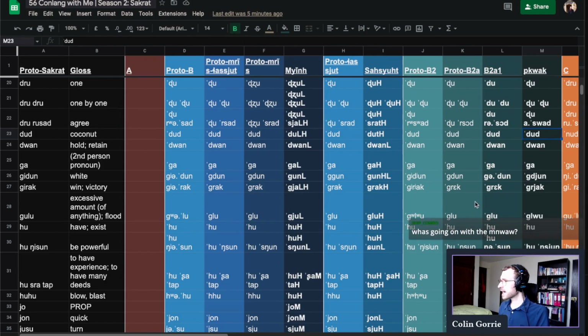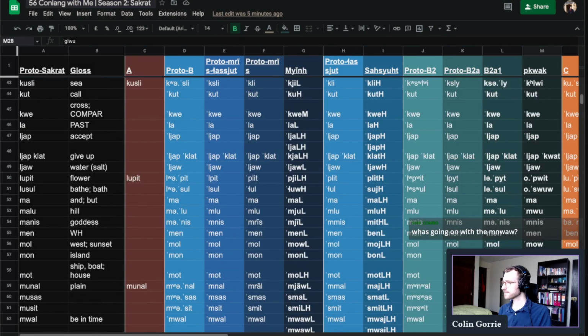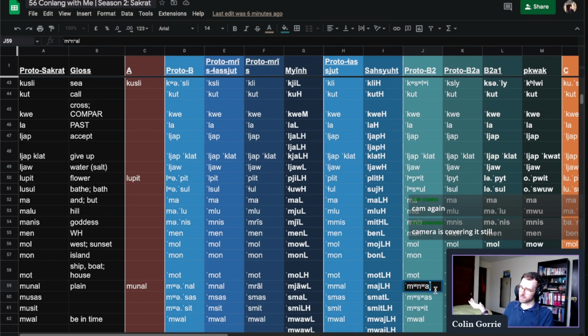What's going on with mnual? Good question. So we have the protoform munal. Then we lose the minor syllable, get the secondary articulation, to mnual. And then we push off the secondary articulation into a glide, actually, in the case of Pkwak. So I don't think it is actually a descendant of proto-B2A. We get the glide thrown off, and then we get vocalization of the coda L.